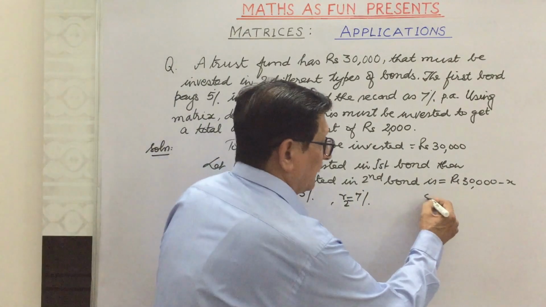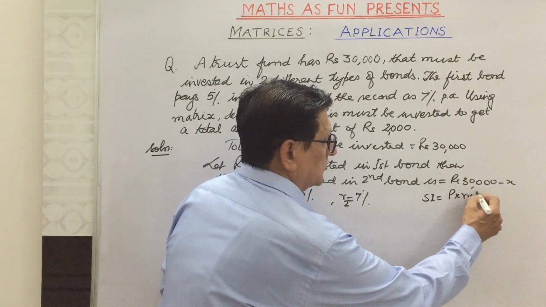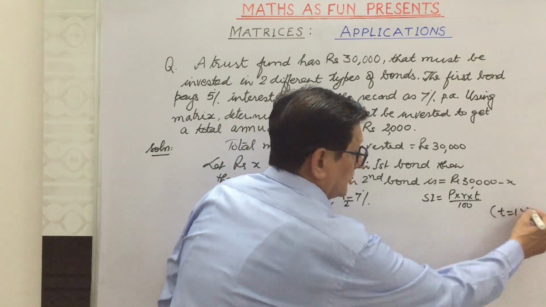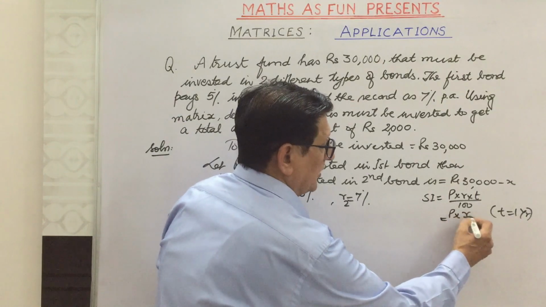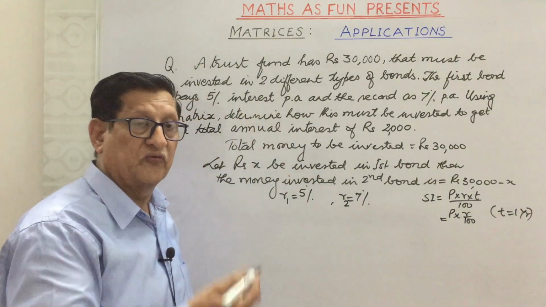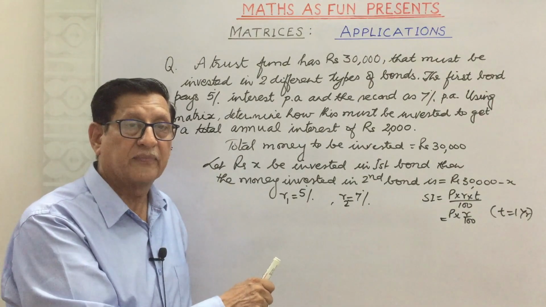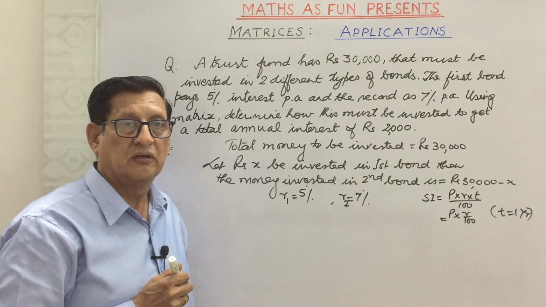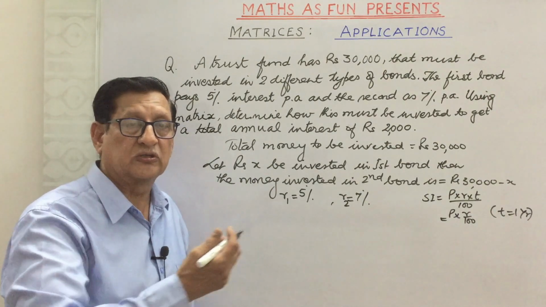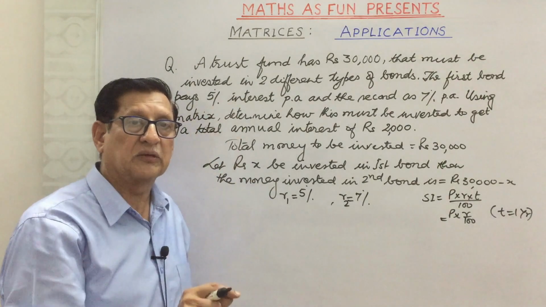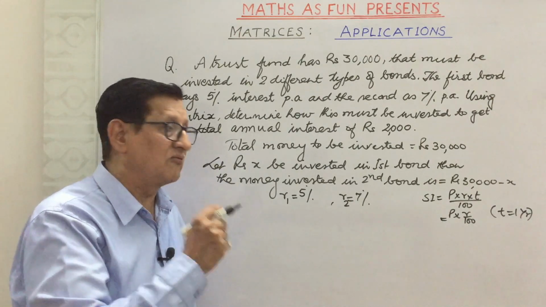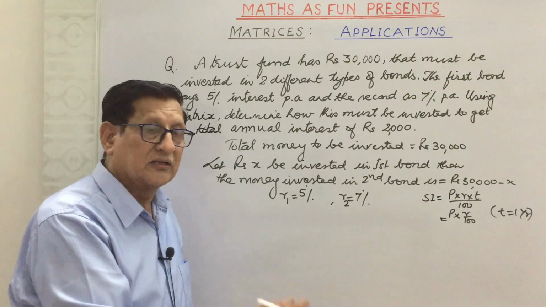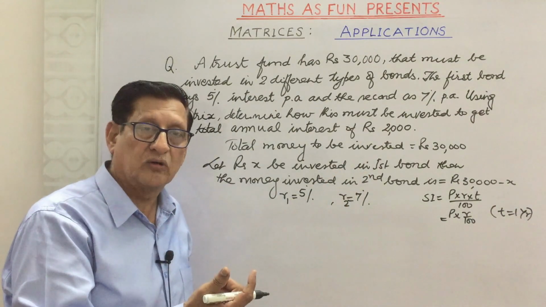We know the formula for the simple interest, that is P into R into T upon 100. Here we have been given T is equal to 1 year. It means this will be P into R upon 100. So we have to construct the matrices in such a way that the multiplication is possible. And we know that when we multiply any two matrices, the row is to be multiplied to column. So the first matrix, for the principal, we will make in terms of rows, and the second one, for the rate of interest, we will form in column.